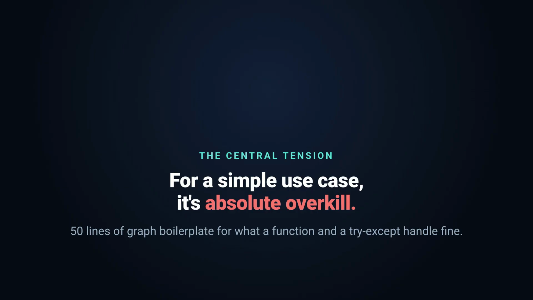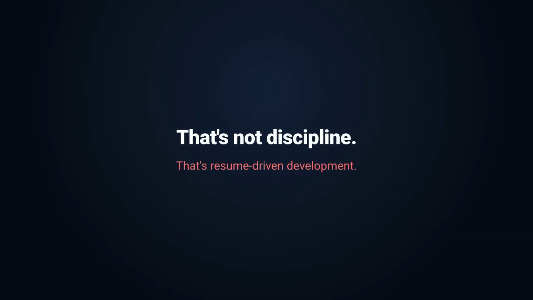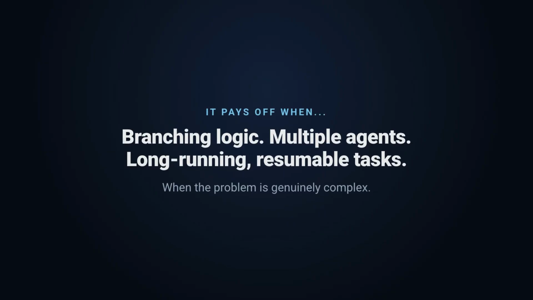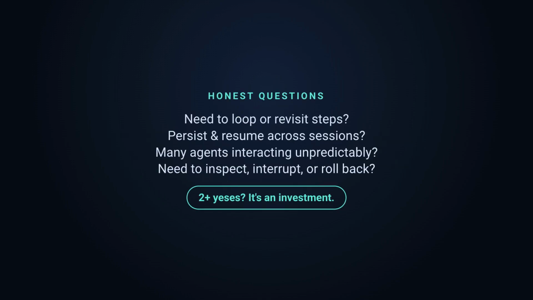So how do you actually decide? Ask yourself a few honest questions. Does your agent need to loop or revisit earlier steps based on intermediate results? Do you need to persist and resume state across sessions? Are multiple agents or tools interacting in ways that are hard to predict linearly? Do you need fine-grained control to inspect, interrupt, or roll back execution? If you're nodding to two or more of these, the upfront pain is probably an investment. If you're only nodding out of fear of future complexity that hasn't arrived yet, you're over-engineering.